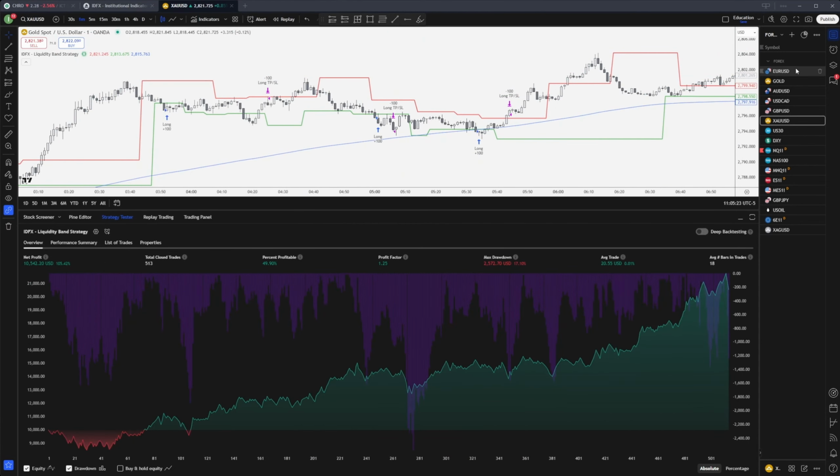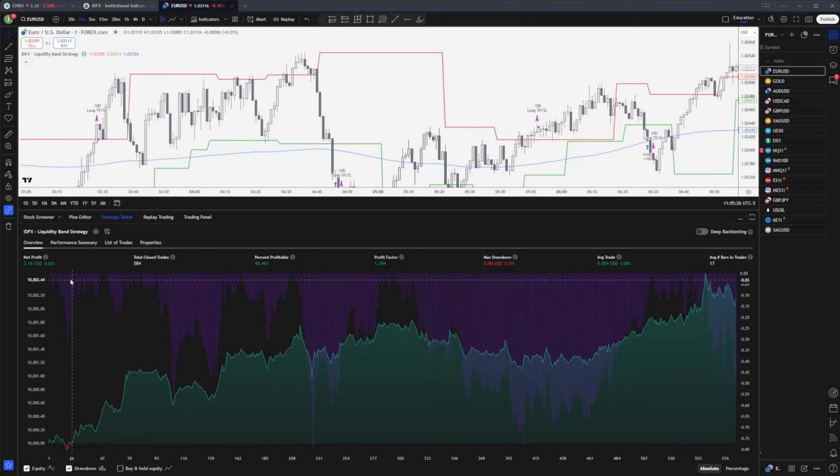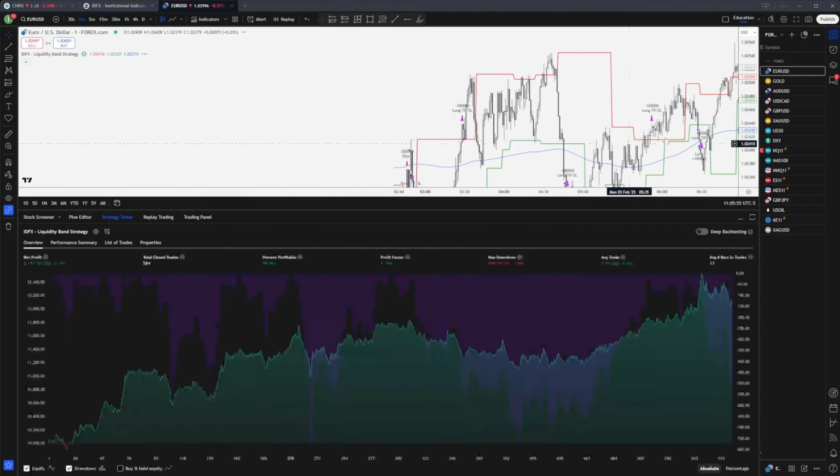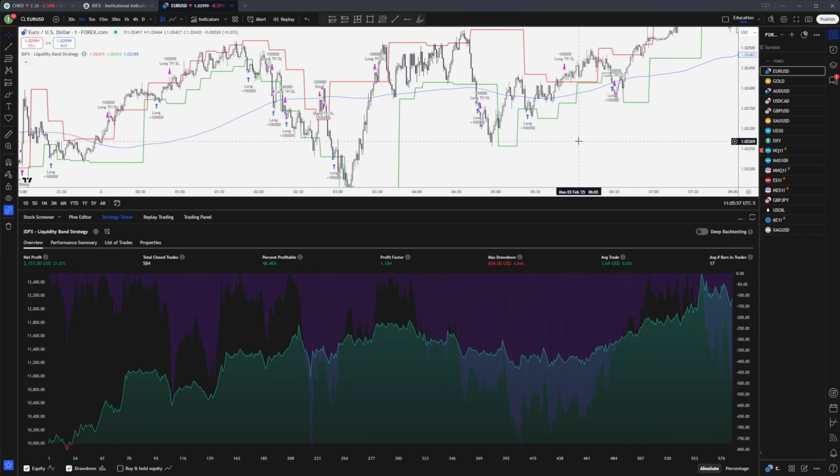Let me quickly show you EU, for example. Boom. Same kind of story. Of course, we need to change up the lot size here. Let's play around with that. There we go. I tweaked it a little bit. So if you want only like 6% drawdown, you can make up to 21% of net profit on EU, and it's all going to use liquidity-based strategies.